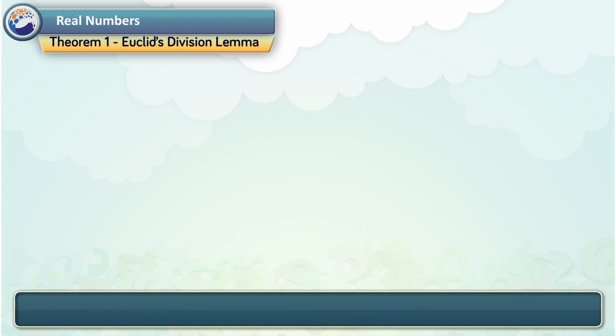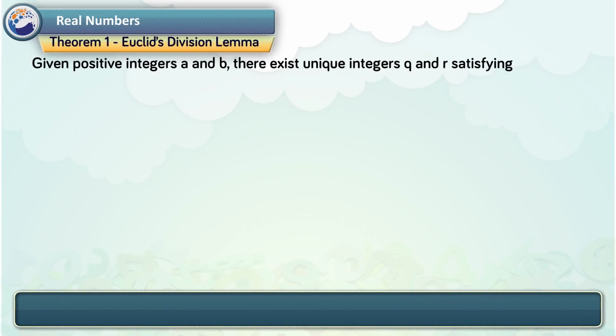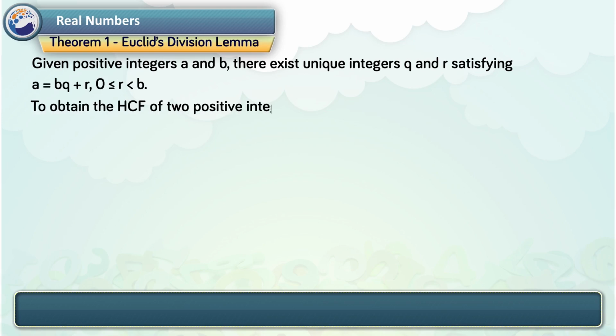But this is a very long method, so we will learn Euclid's division lemma. Theorem 1. Euclid's division lemma. Given positive integers a and b, there exist unique integers q and r satisfying a = bq + r, 0 ≤ r < b. To obtain the HCF of two positive integers, say c and d, with c greater than d, follow the steps below.